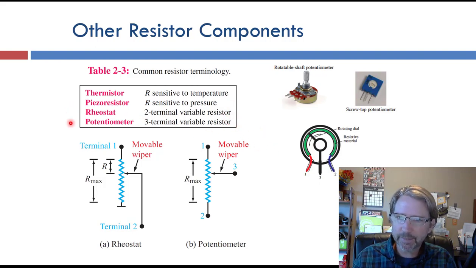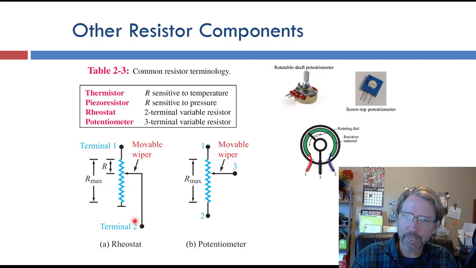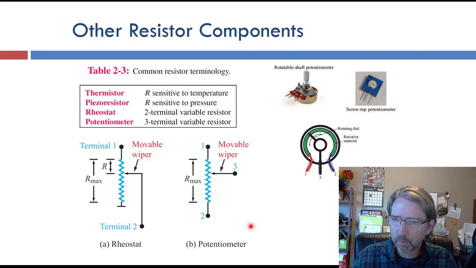A rheostat is a two-terminal variable resistor where we have some stretch of resistive material and we tap into it somewhere. They call this the wiper. This is a variable resistor where the resistance between terminal 1 and terminal 2 is set by a knob usually, or a slider maybe. More commonly used is the potentiometer, because you can use it as a rheostat or as a voltage divider.